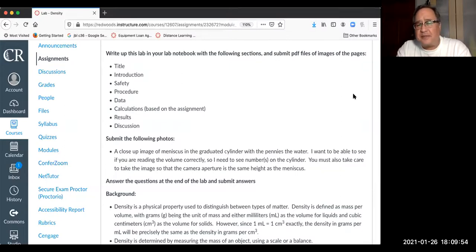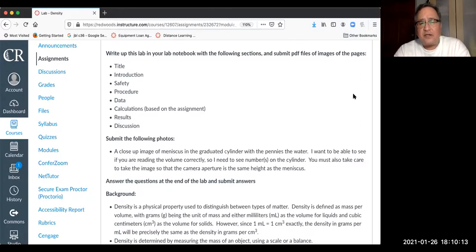Also you want to submit the answers at the end of the lab, or answer the questions and submit answers. We will take a look at that in a moment, but let's take a look first at the title. For the title, you're just going to call this density. If you want to do something more, you'd call it the density of pennies and dimes.